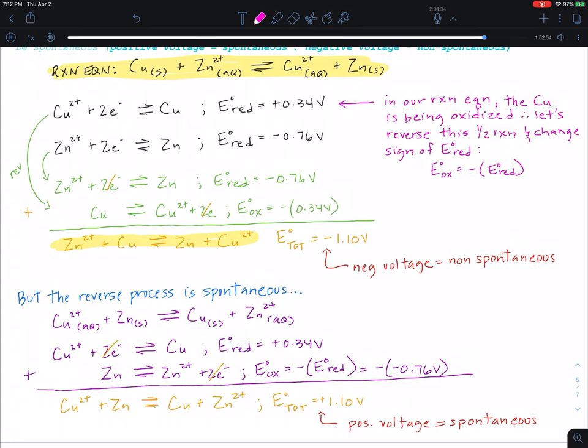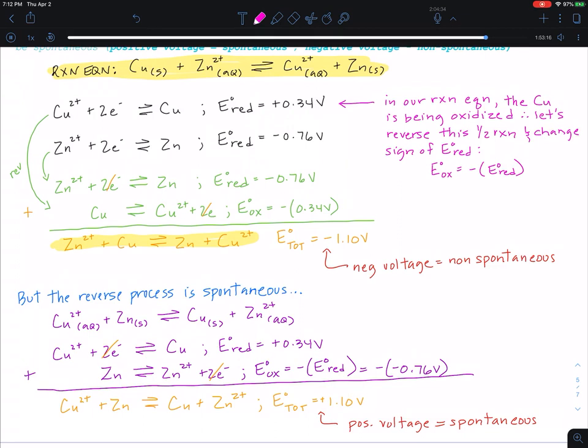right? Does your light just turn on by itself? No, you got to flip a switch, right? Sometimes you got to help things out. So yes, we can get this to go. No, it's not going to happen on its own, right? It has a negative potential, a negative voltage. You guys are going to do this in Chem 32.